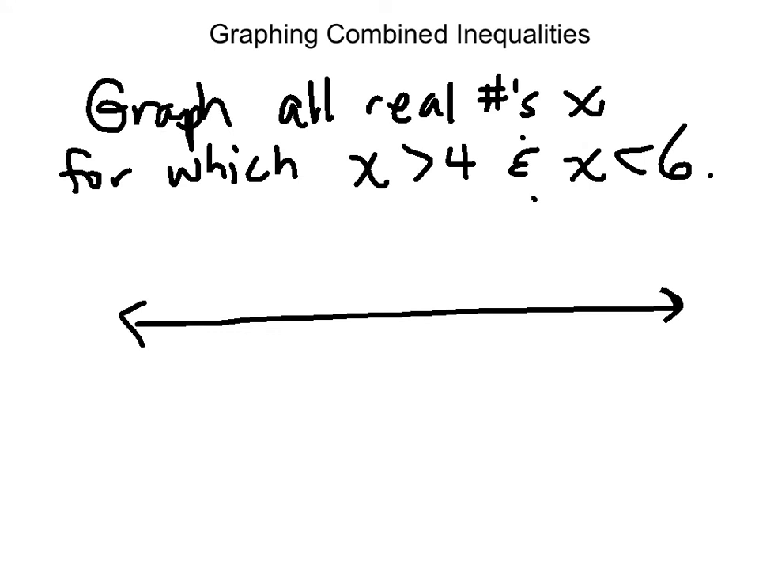Now we might also see some inequalities like this we have to graph. They're combined inequalities, sometimes also called compound inequalities. It says graph all real numbers x for which x is greater than 4 and x is less than 6. So I'm going to include a 0 on my number line, as I always do, a 4 and a 6. Now, numbers greater than 4 would be going this direction, but numbers less than 6 would be going in the opposite direction. And so we're going to shade in between those two parts.